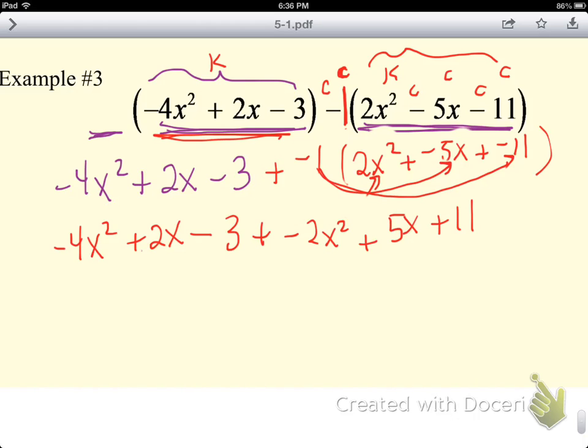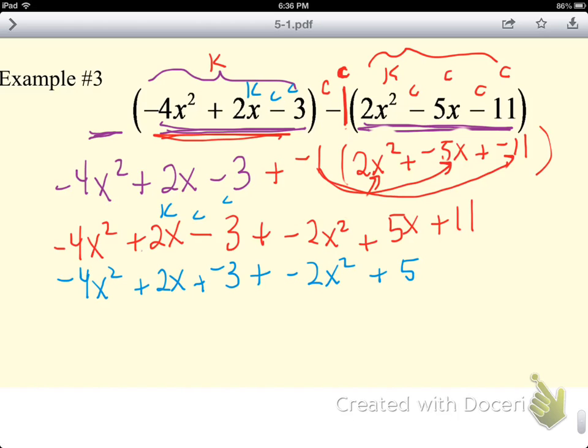In this case, the best thing is to go ahead and change everything at the onset, so I'm going to use KCC here. So I have negative 4x squared plus 2x plus negative 3. Really I should have done that move up there, because I want to be able to use the commutative property of addition so that I can think of like terms as being next to each other. Let's highlight the like terms: this one right here, this one right here, and this one.